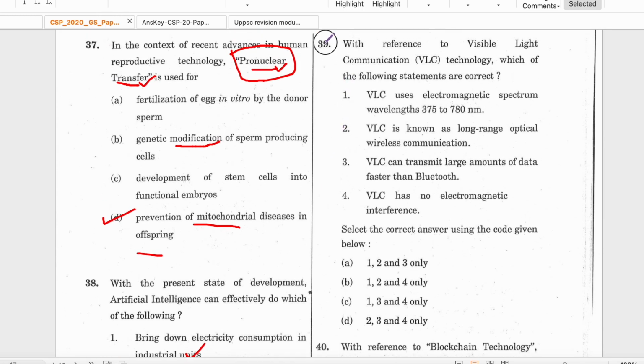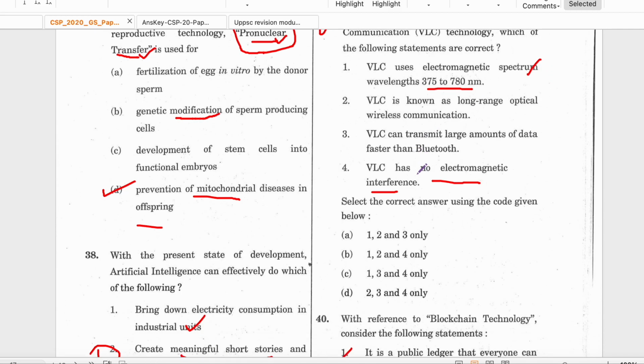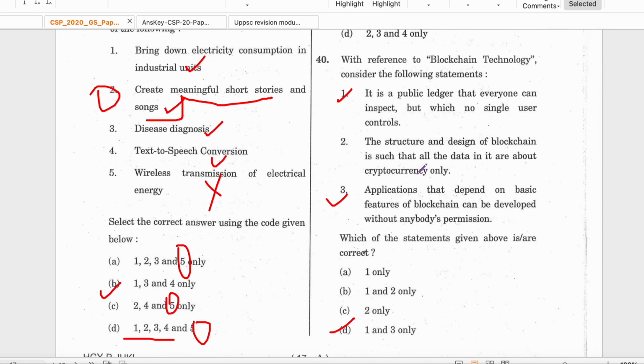I would not say you should take risk in such questions because they are highly technical. Here there is a fact, that there is no electromagnetic interference, so with such extreme statements and facts, it is hard to guess, I will say.